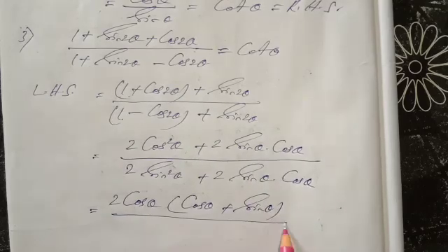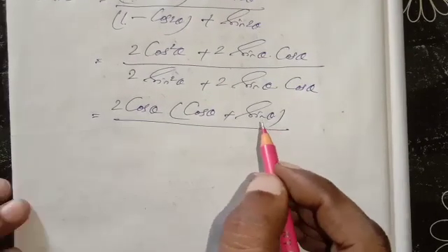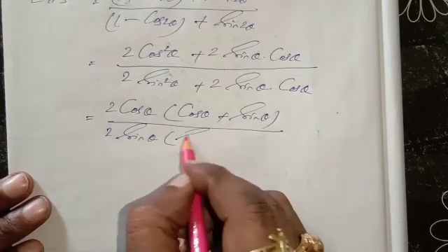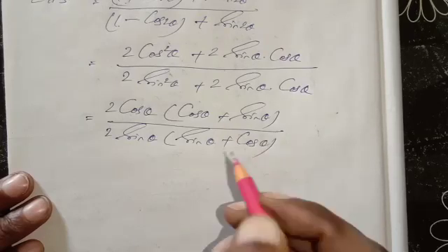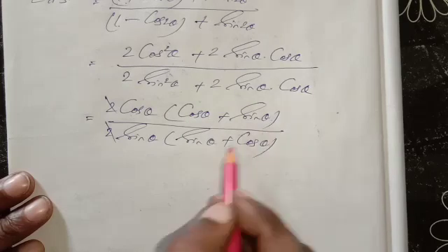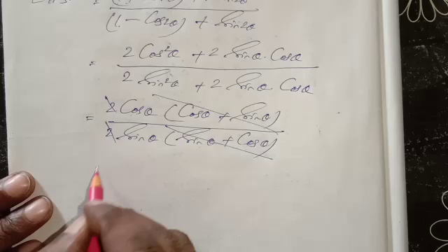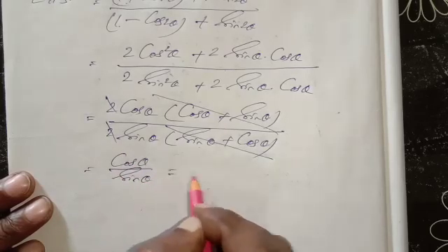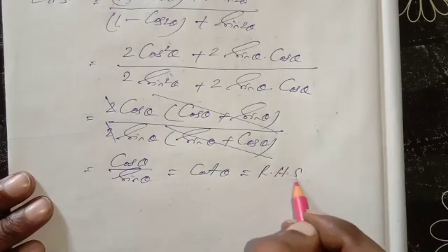And in the denominator, same process. How much can you take common? You can take 2 sin theta common. What is left? Sin theta left, plus sin, and here 1 cos theta left. Now see, this 2 will be cancelled. Cos theta plus sin theta, here also sin theta plus cos theta, the same thing, this will also be cancelled out. What is left? That is cos theta by sin theta, which is nothing but cos theta. In this way, question number 3 is also completed.